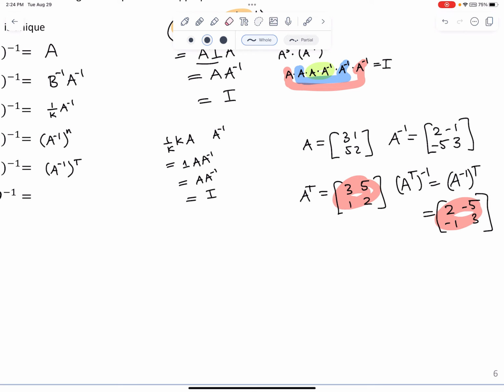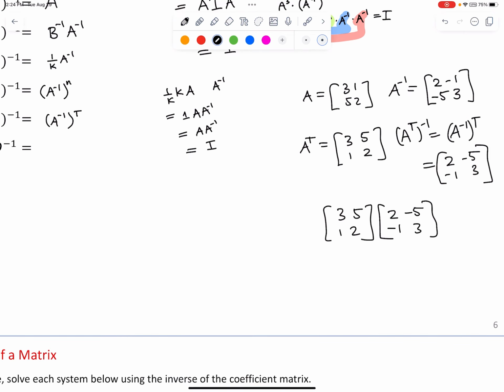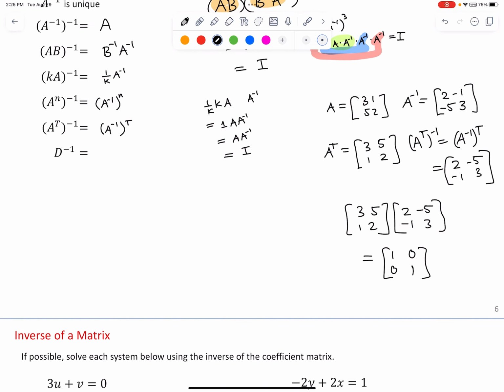We can prove that by simply multiplying them to see if they produce the identity. I'll do the 2, negative 1 first. We get 6 minus 5, we get 1. And then we get 2 minus 2, which is 0. And then negative 5 times 3 and 5 times 3 are negative 15 and 15, which add to 0. And then negative 5 times 1, negative 5 plus 6 gives me a 1. So sure enough, they give the identity. And we have that the inverse of the transpose is the same thing as the transpose of the inverse.